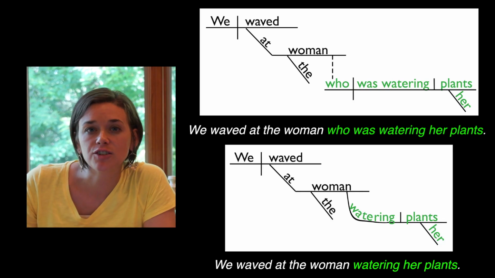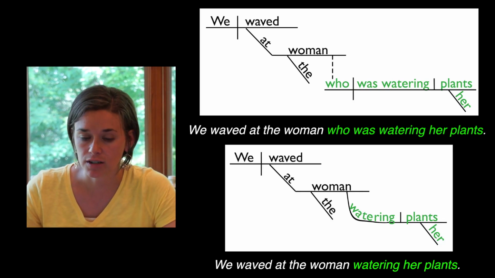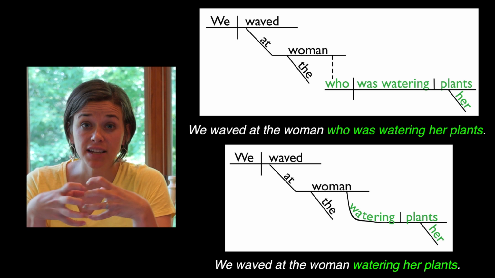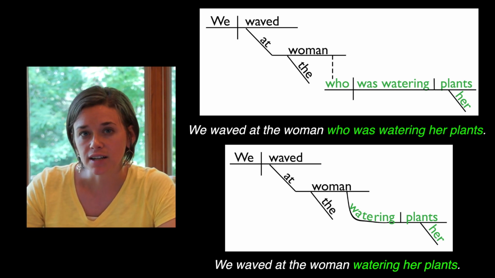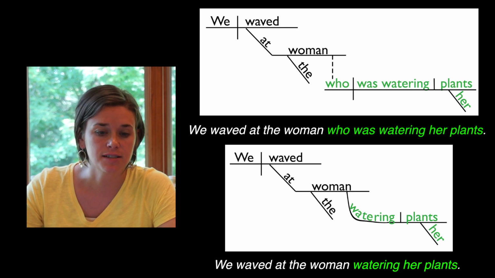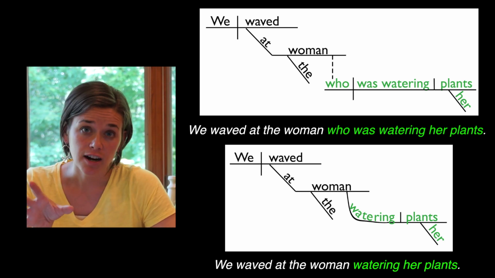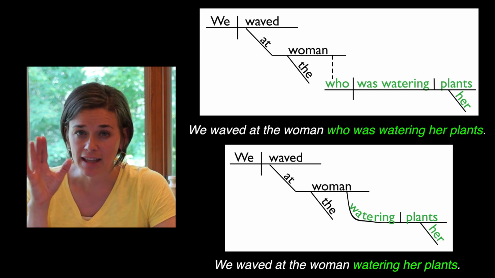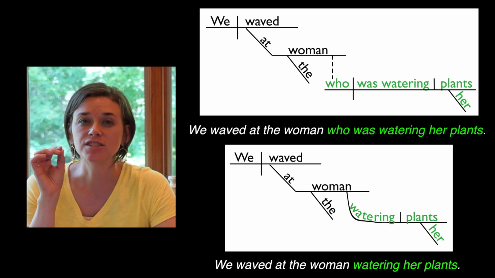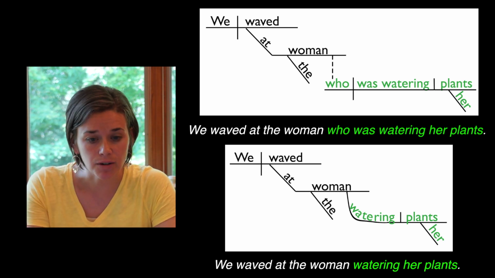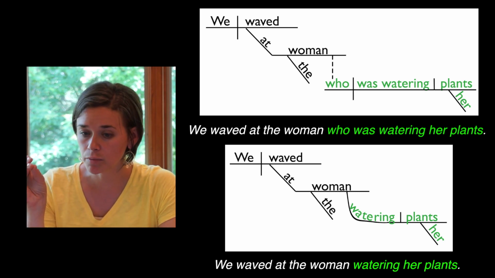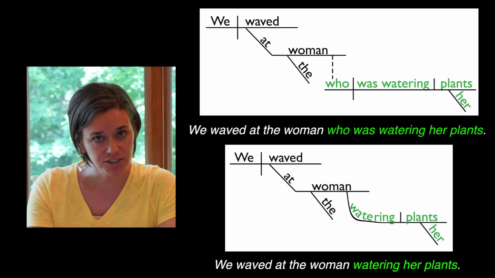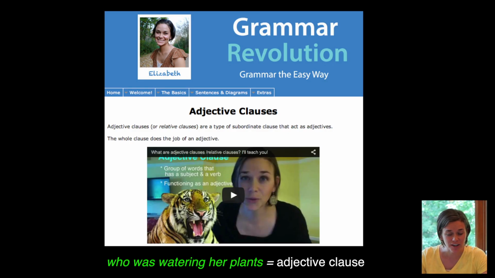Well, adjectives can also be formed from groups of words. And those groups of words come together to do the job of a single adjective. That's what's happening in our original 2 sentences. So although those diagrams have a lot going on in them, and they might look overwhelming, there's definitely something that you can see from those. You can see that both of those groups of words are connected to the noun woman, and they're both acting as adjectives. Who was watering her plants is a dependent adjective clause.